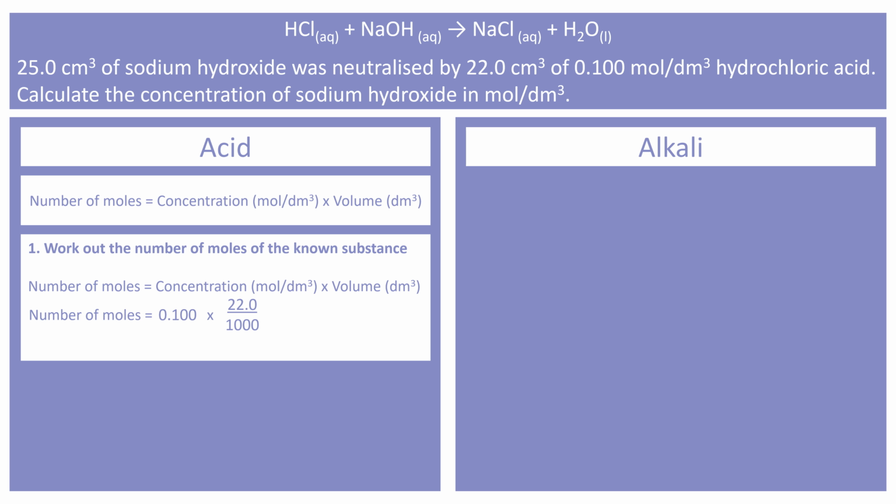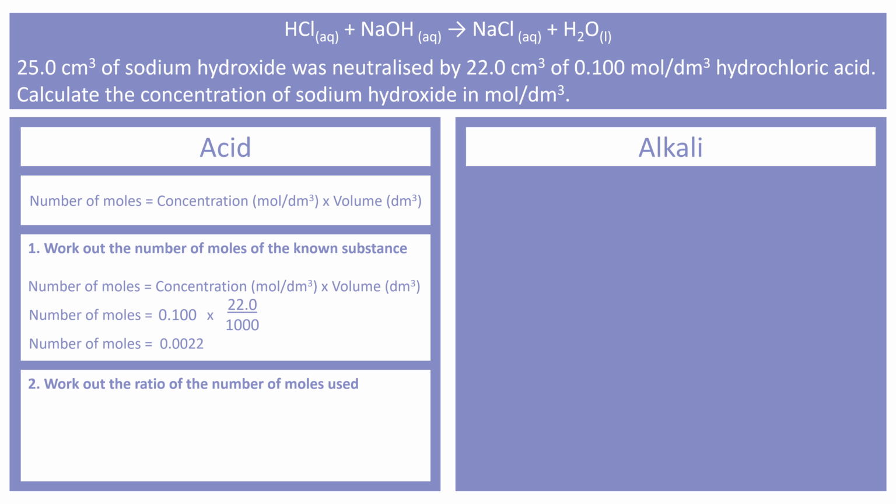We can substitute these into the equation, but be careful to check the units. The volume should be in dm cubed, and therefore we need to convert our measurement of 22 centimeters cubed by dividing it by 1000. This gives us the number of moles of acid used, 0.0022.